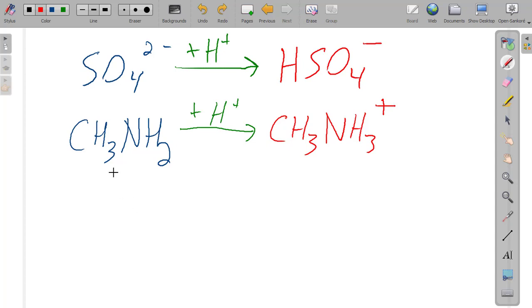So methylamine, CH3NH2, when we add the acidic hydrogen, because it's an amine, the hydrogen goes with the nitrogen whenever we add it on, because the nitrogen is the basic part of the molecule. So that's what's going to accept the hydrogen. All right, so now we have those.